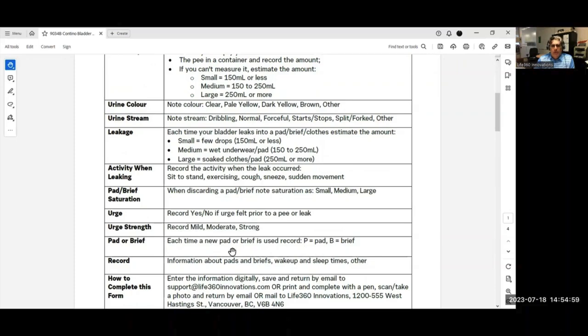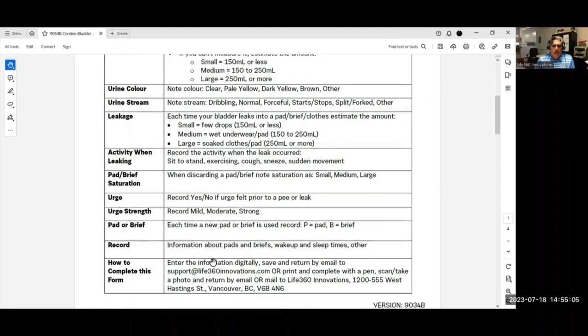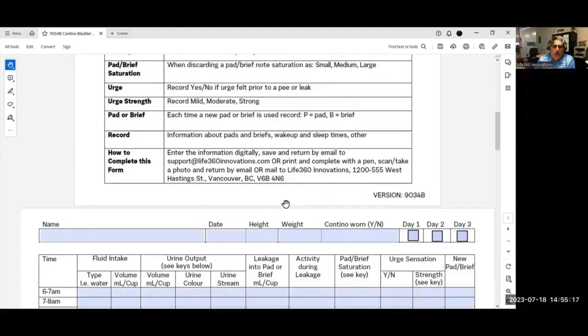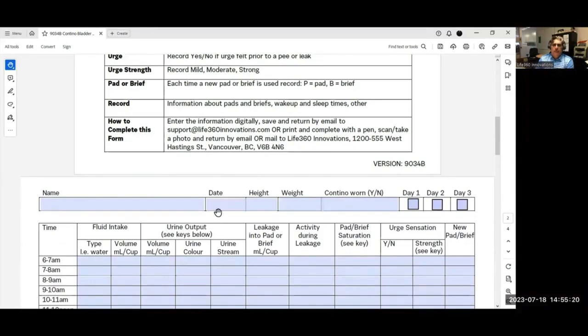Every time you use a pad or brief, just put the letter P or B in the appropriate column. Then complete the bottom of the form, which asks for the number of pads, the total volume consumed and expelled, and when you woke up and slept. The more detail you provide, the better the information, and the better we can help develop a personalized plan for you. So let's get started. It's very simple.